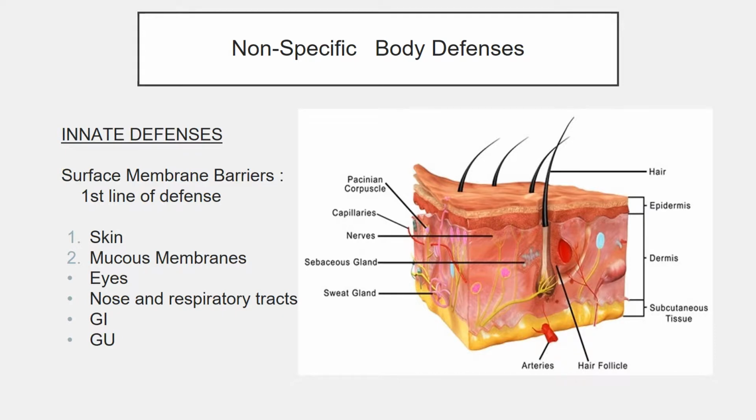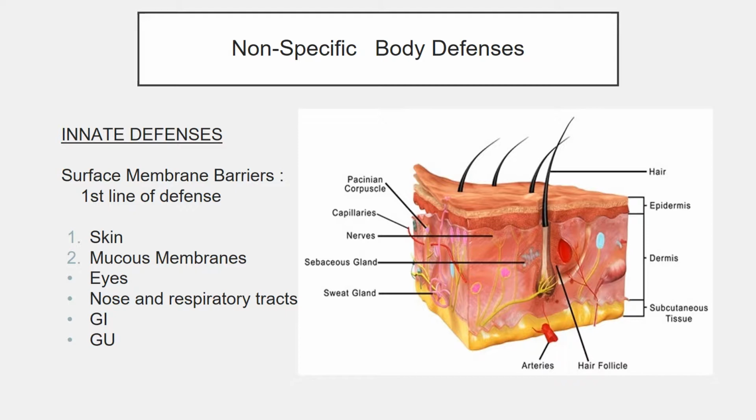The nonspecific or innate body defenses are the first two lines of defense in the immune system. The first line of defense is the surface membrane barriers. These barriers keep microorganisms such as bacteria and viruses out. The skin contains sebum, which is about pH 5, which inhibits the growth of pathogens and encourages the growth of normal flora. The eyes have tears which contain lysozyme, which is an antibacterial.